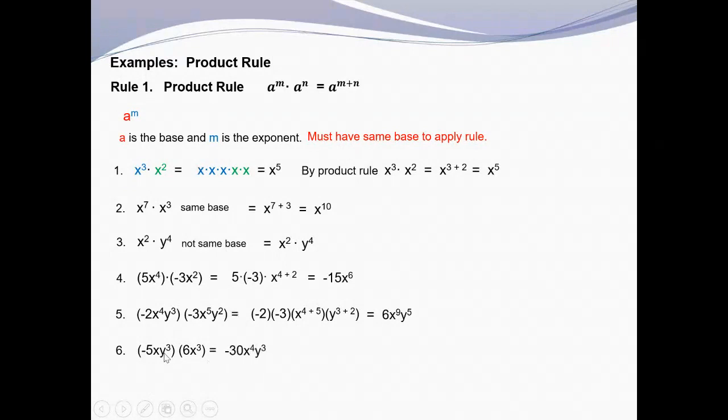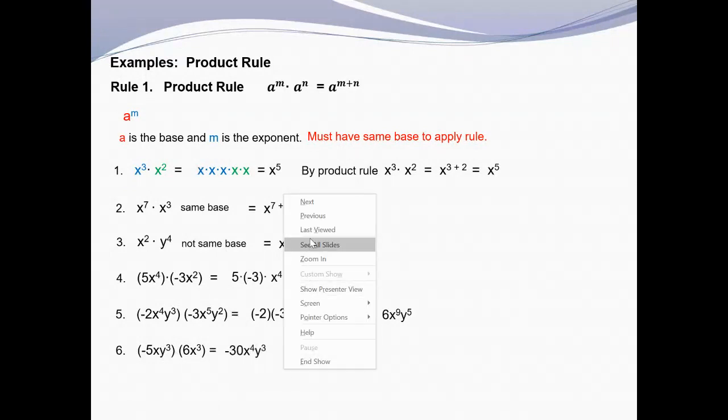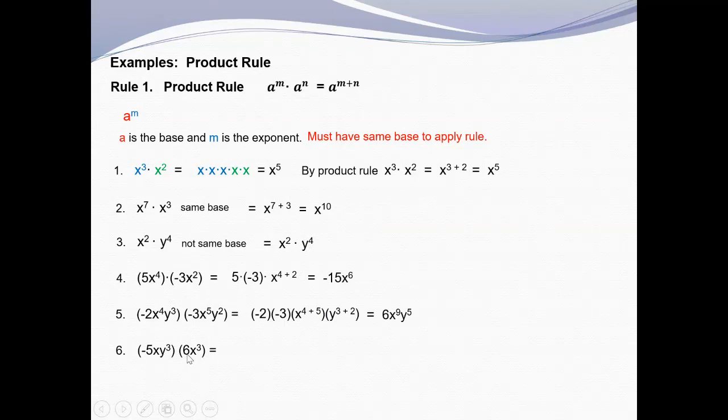Now here we can go straight to the answer. For example, negative 5 times 6 is negative 30. We have x to the 1 and x cubed, so we have the same base for the x. This is 1, this is 3. For the exponent, 1 plus 3 is 4, so it's going to be negative 30x to the 4th, and y cubed, because we only have one y cubed, so we just bring it over. So this is my result.